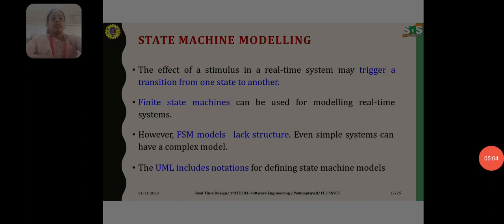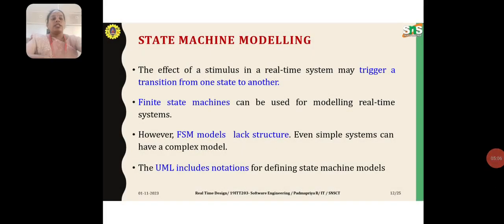So here we can see state machine modeling. The effect of a stimulus in a real-time system may trigger a transition from one state to another. Finite state machines can be used for modeling real-time systems. However, finite state machine models lack structure. Even simple systems can have a complex model. The UML includes notations for defining state machine models.